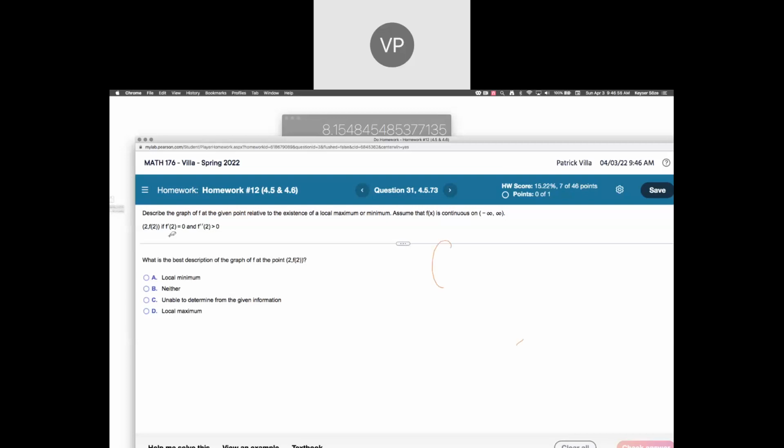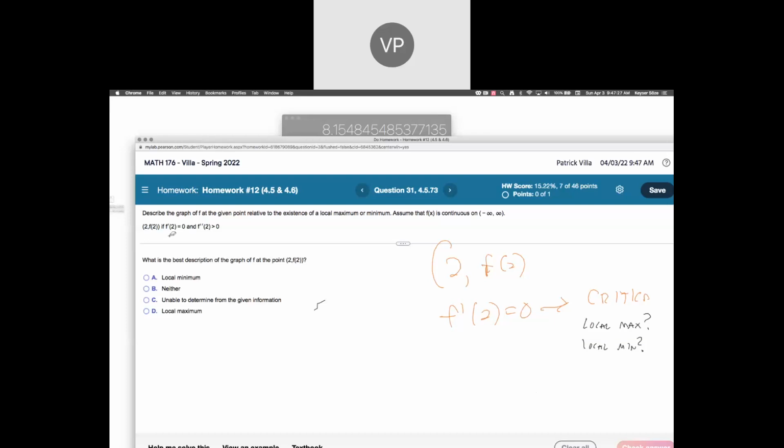You have a point, 2 comma f of 2. Okay, you don't know what that is, but it's the y value of 2. They tell you that f prime of 2 is 0. So right there, what that means is this is critical. It might be a local max. It might be a local min. Okay, more information needs to be told to us. So that's where we go to the second part here.